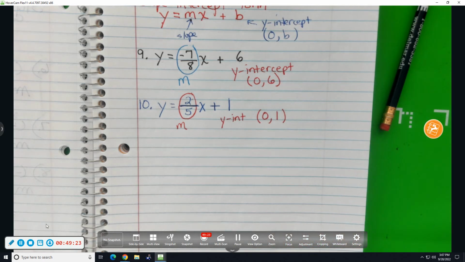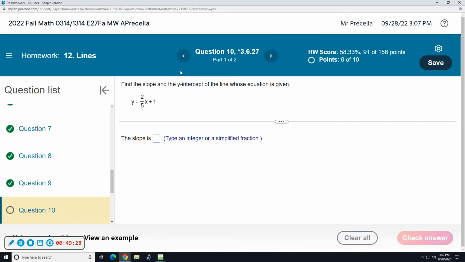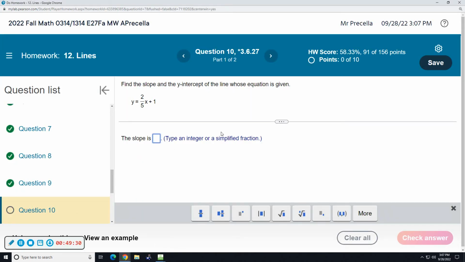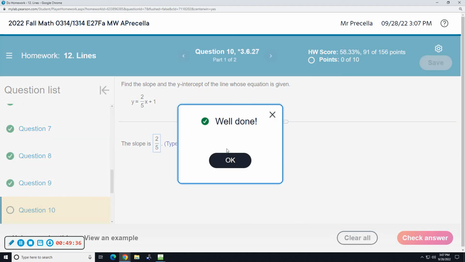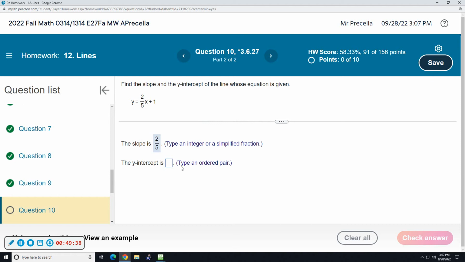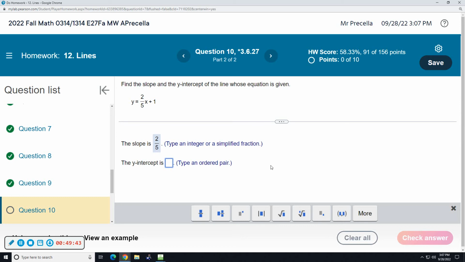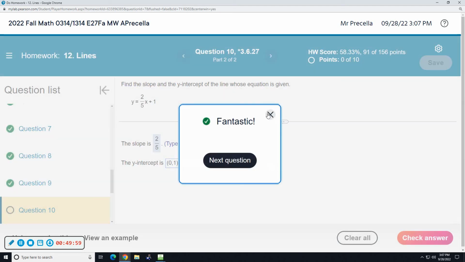In problem 10, we're going to have to type in the 0. Well, first, slope is 2 over 5. And y-intercept, notice it doesn't already give you the 0, comma. You have to type an ordered pair, so that means put the parentheses, 0, comma, 1. Oh, yeah. Where did I get 6 from? That was the previous problem. Any questions there?